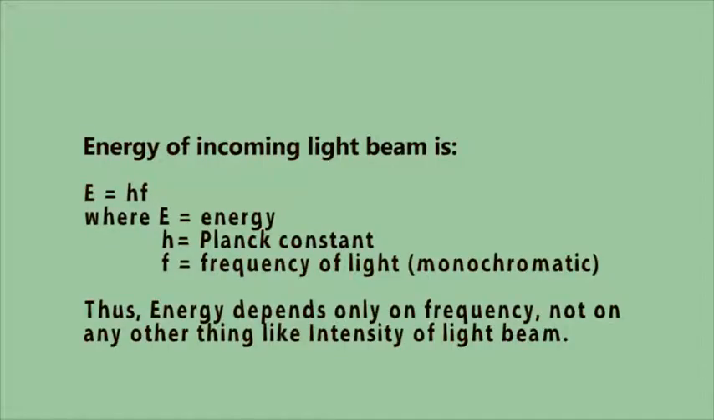The energy of the incoming light beam is given by E = h f, where h is Planck's constant and f is the frequency of light of a single wavelength, so we call it monochromatic. That means the energy of the incoming light beam is purely a function of frequency and nothing else. Hence the topic of threshold frequency, and we will look at that in the next slide.